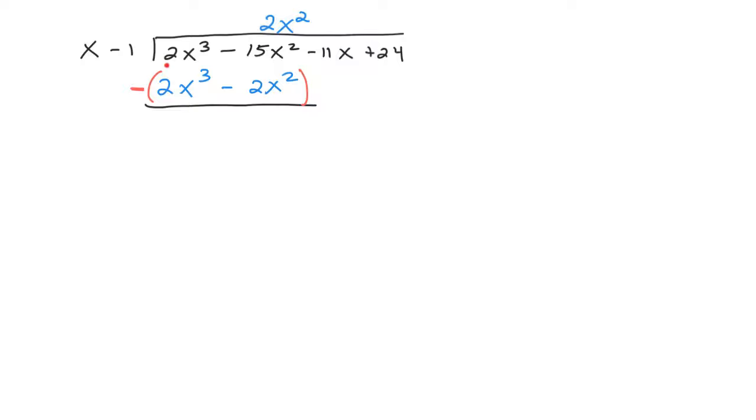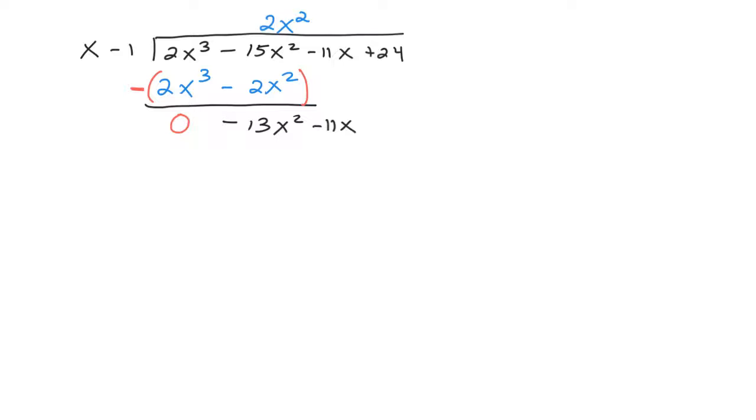So let's see, I get 2x cubed minus 2x cubed. Perfect. That's 0. You don't even have to write this, but the difference of those two things is 0. The second thing I get is, okay, negative 15x squared. I have a minus, so it's going to be plus. That's negative 15x squared plus 2x squared. That is negative 13x squared. I bring down my next term, and I repeat this process.